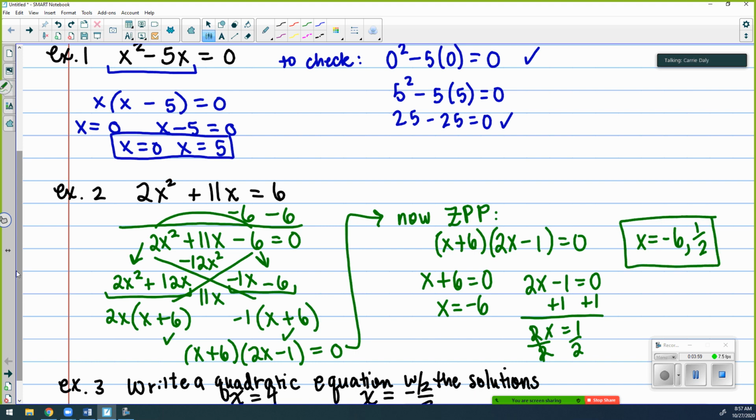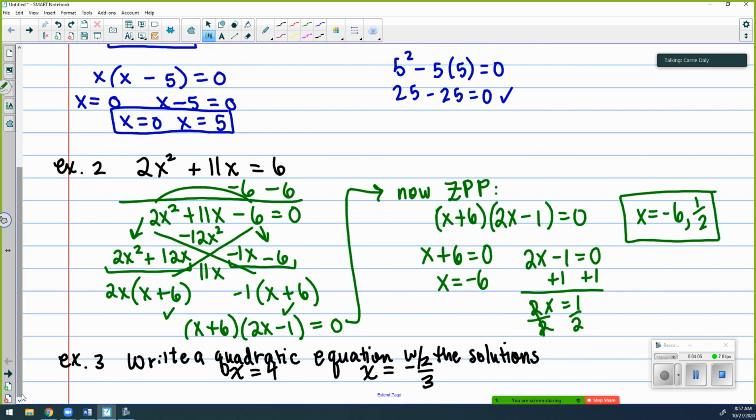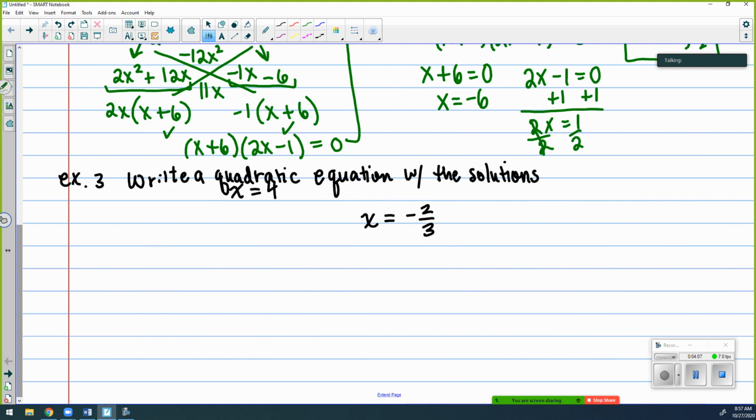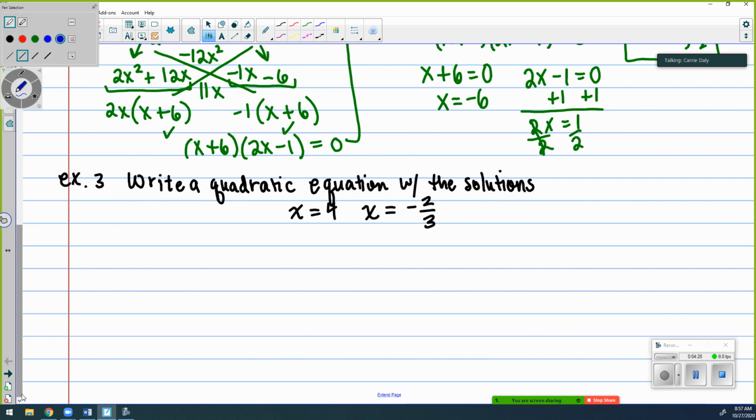All right, in example 3, we're going to kind of work backwards. So as you can see in example 3, in example 3, we're going to start with two solutions and write a quadratic equation. So we're going to totally work backwards. x equals 4 and x equals negative 2/3 are the solutions that we came up with. So to write a quadratic equation, check this out.